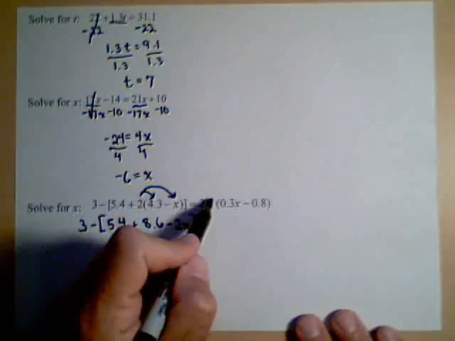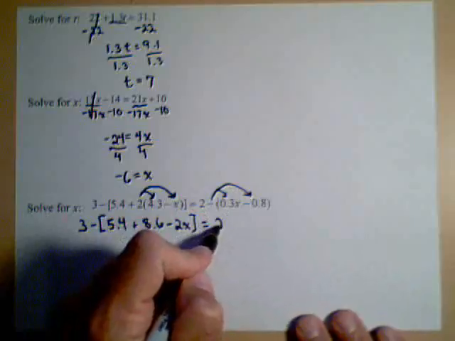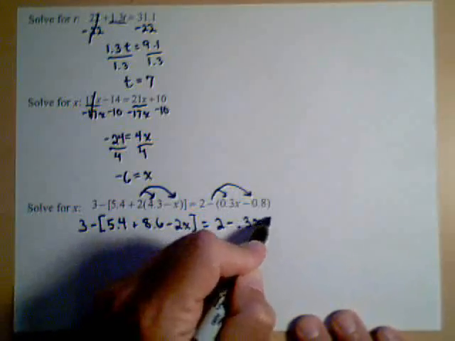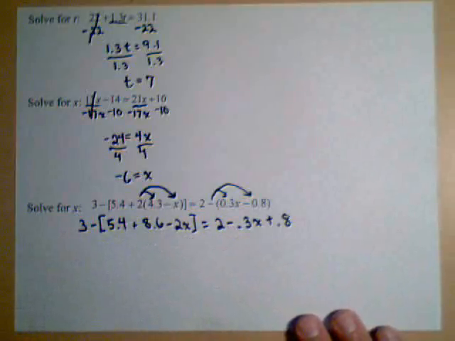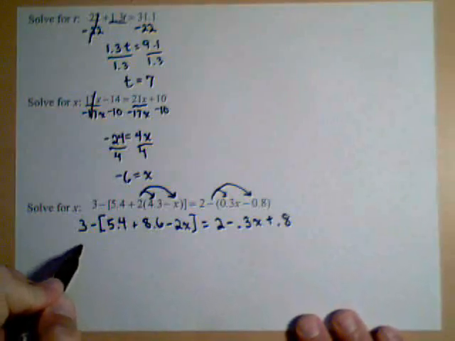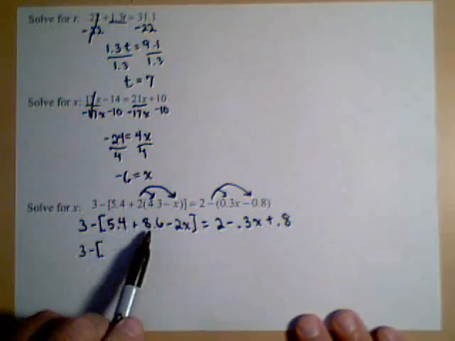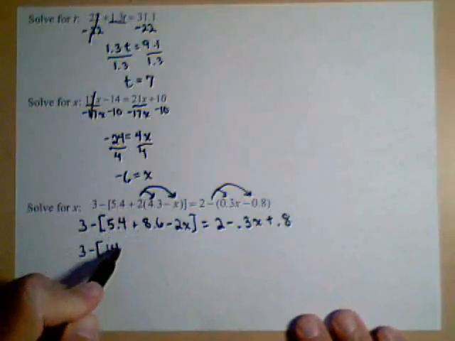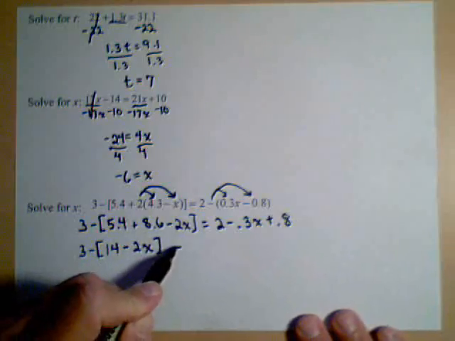This is equal to, now we have to distribute the negative over here in order to get rid of those parentheses. 2 minus 0.3x plus 0.8. Now let's do another step of simplification, which is combining like terms. So 3 minus, so I'm not doing these brackets yet, but I have 5.4 plus 8.6, which will give us 14 minus 2x. We'll get rid of those brackets in the next step.